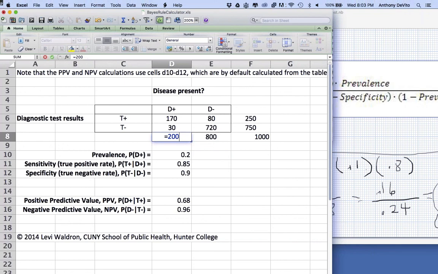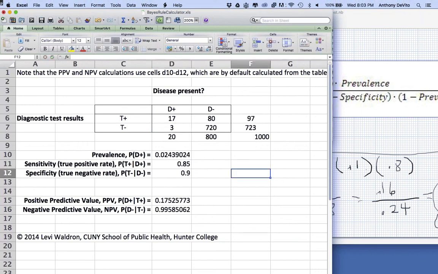Oops. I shouldn't monkey with it. Okay, let's say there were only 20 people that had the disease out of the 1,000. So that would be 3 and 170, right? And so now the prevalence would be, instead of 20%, 2%, right? So here's the prevalence down here.